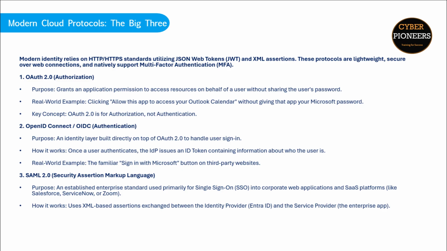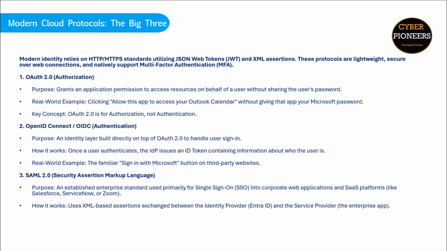1. OAuth 2.0. Remember, OAuth 2.0 is for authorization, not authentication. Its purpose is to grant an application specific permissions to access resources on behalf of a user without ever exposing the user's password. A great real-world example is clicking "Allow this app to access your Outlook calendar" when connecting a third-party scheduling tool. 2. OpenID Connect, OIDC, is the authentication layer built directly on top of OAuth 2.0. Once the identity provider authenticates you, it issues an ID token containing information about who you are. A classic real-world example is clicking that familiar "Sign in with Microsoft" button on external platforms.